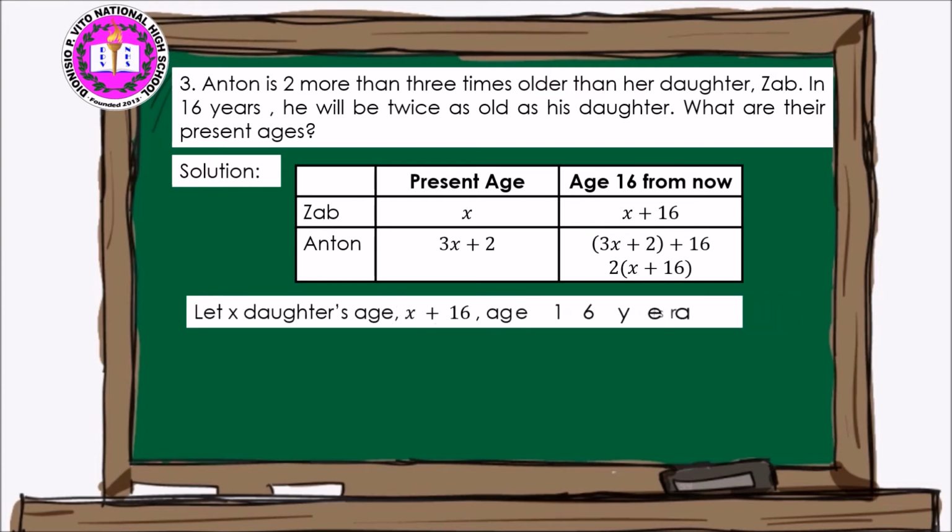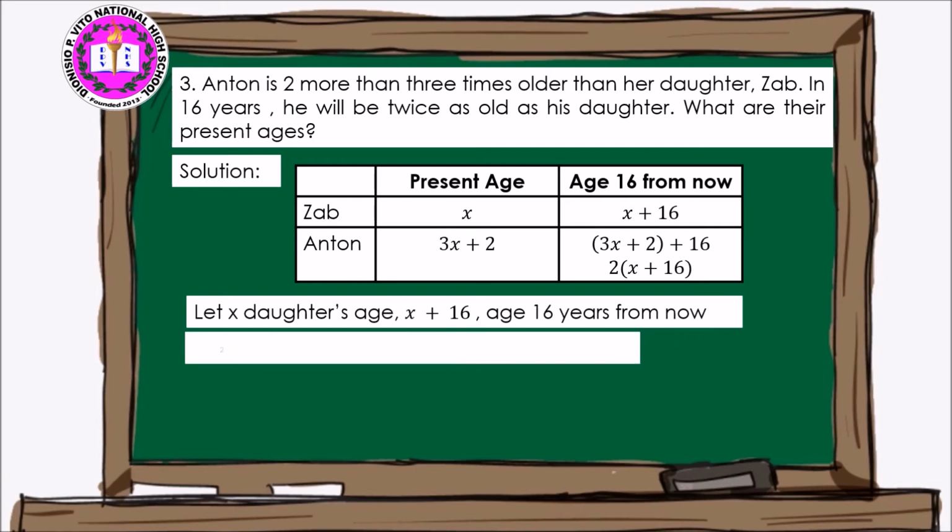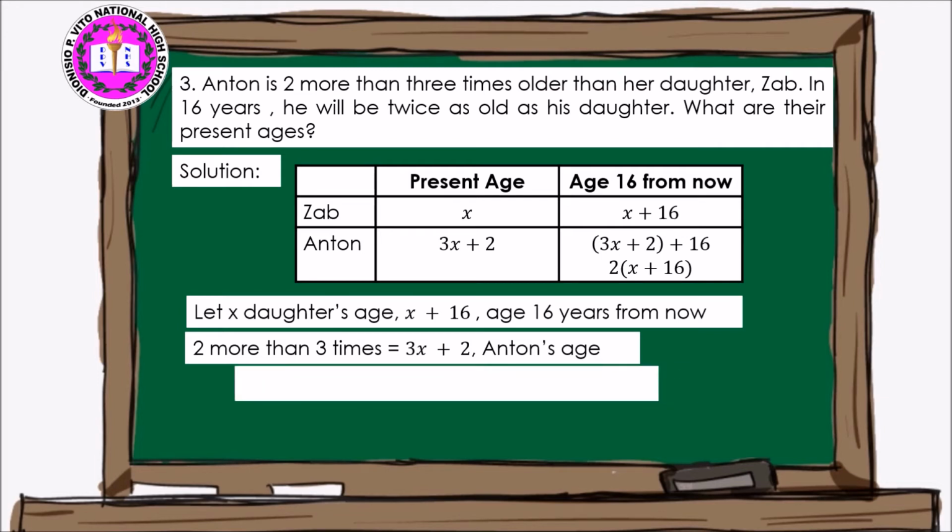So we're going to let x as daughter's age. x plus 16 is age 16 years from now. Then we have 2 more than 3 times is equal to 3x plus 2, which is Anton's age. Then twice as old in 16 years is equal to 2 times x plus 16.